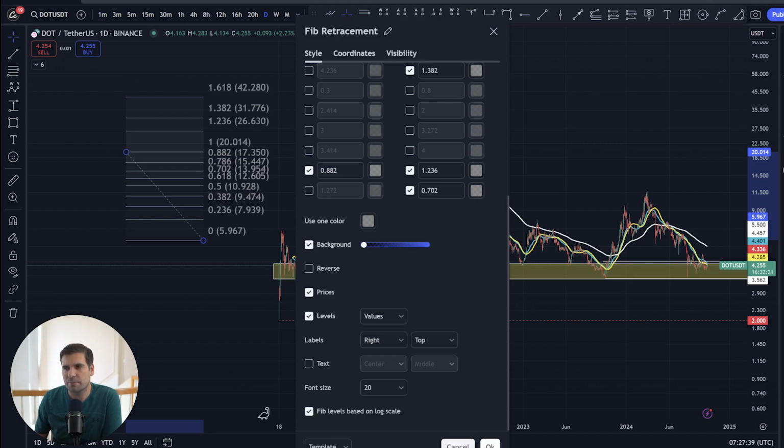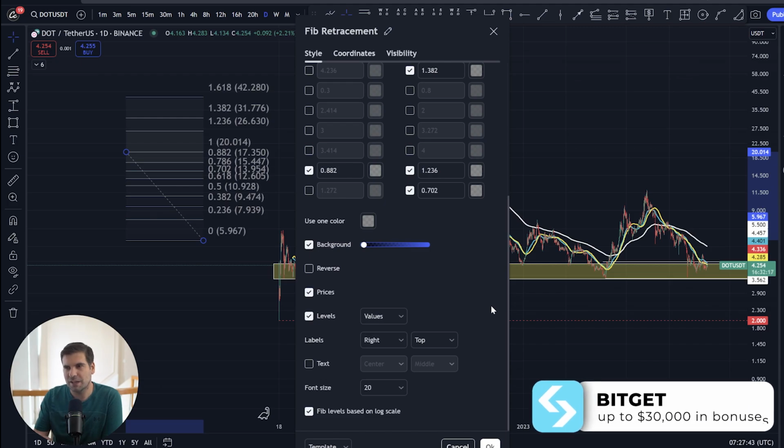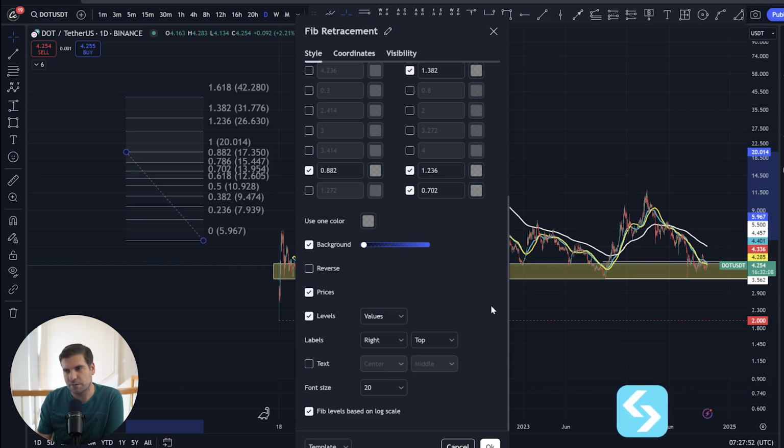I wanted to clear that up right now, just because I know that some people will try to replicate what I'm doing here and they'll have their chart on logarithmic, but they won't have their Fibonacci retracement on logarithmic. If you're not on logarithmic, then that's fine. You don't have to do this setting.